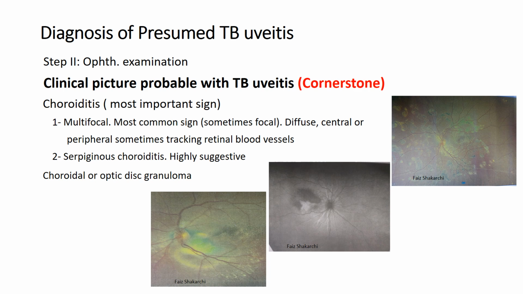Most important sign is choroiditis. Commonly multifocal, can be diffuse through the fundus or localized in the posterior pole or in the periphery, sometimes tracking retinal blood vessels. Serpiginous choroiditis is less common but highly suggestive of TB uveitis. Sometimes choroiditis is associated with optic disc or choroidal granulomas.